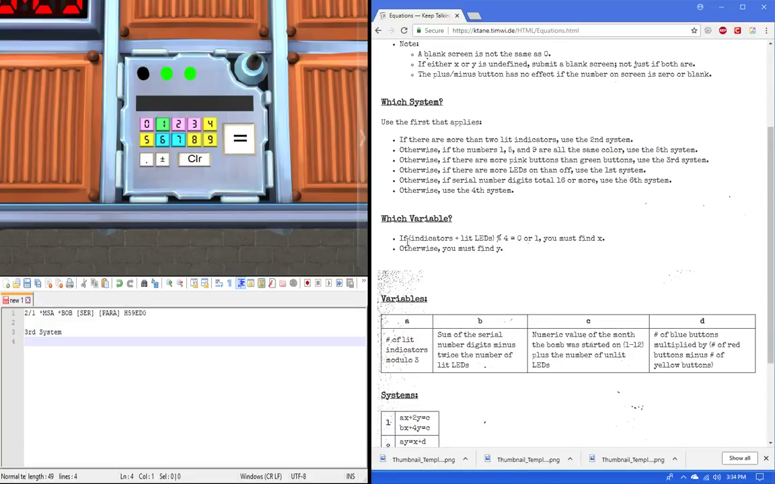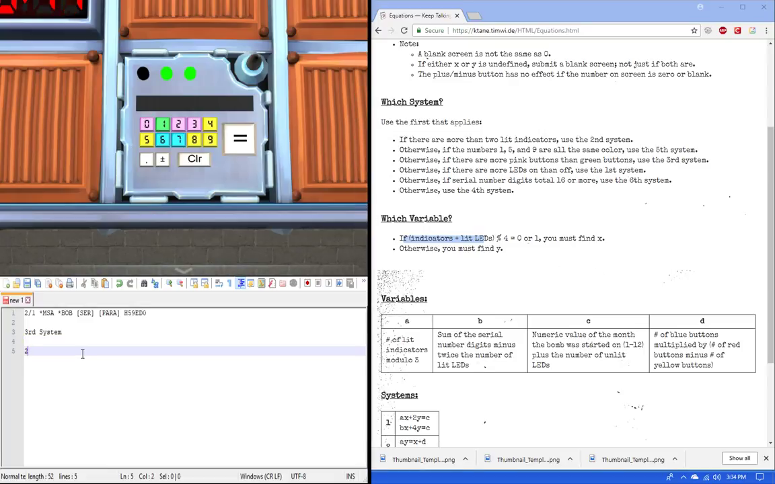So now which variable? Well, if indicators plus lit LEDs, which is the little LEDs that you see up here, is module 4. So let's see, we have 2 indicators plus 2 lit LEDs, module 4. So this is going to equal 4. Then we keep subtracting 4 until it's between 0 and 3. That's basically what module 4 is, whatever is the remainder. So that's going to be a 0. Is it equal to 0, 1? Which it is. We must find x. So the variable we must find is x. Otherwise, we must find y, which is usually the case.